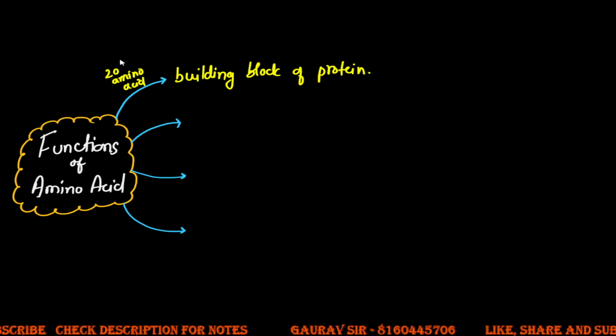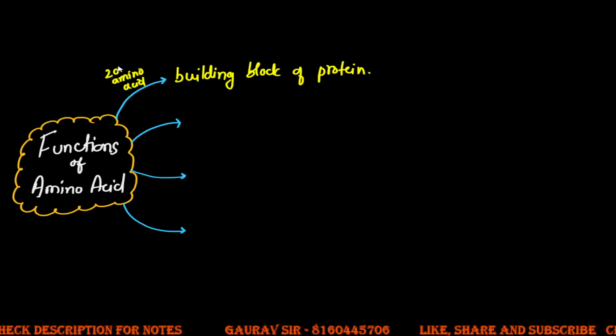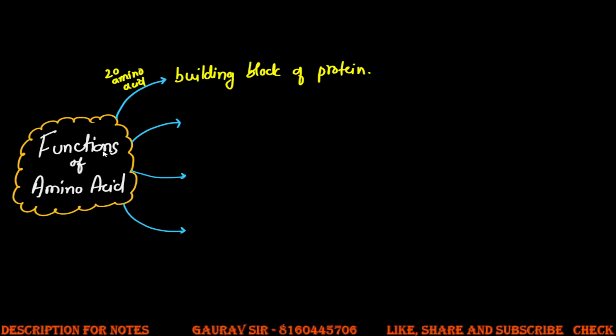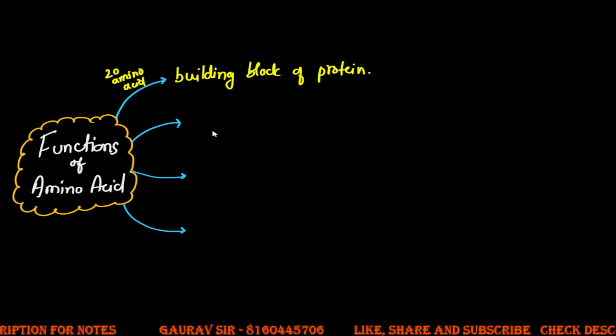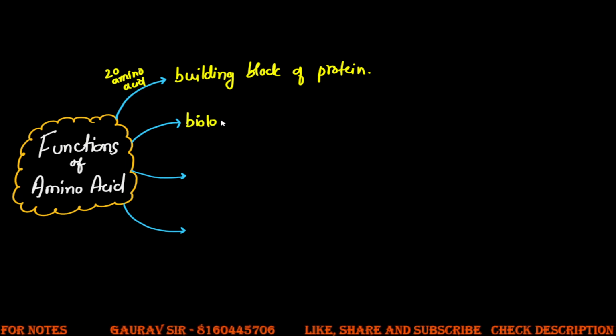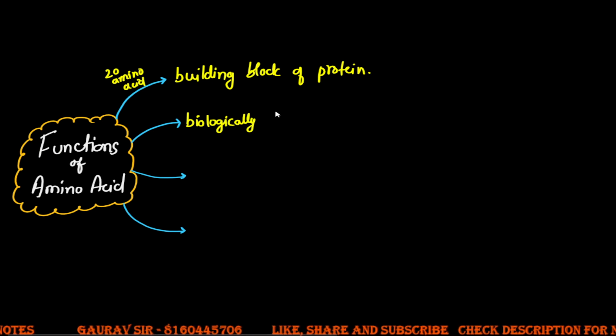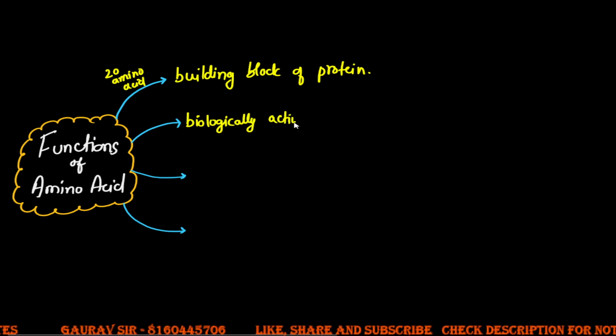Now, protein can have different structures. There could be primary, secondary, tertiary, or quaternary structure. We'll learn about it in a series of videos that will come in the later part of the month. So the first function of the amino acid is that it serves as the building block of the protein. Another, some of these amino acids can undergo chemical modification to form biologically active compounds.